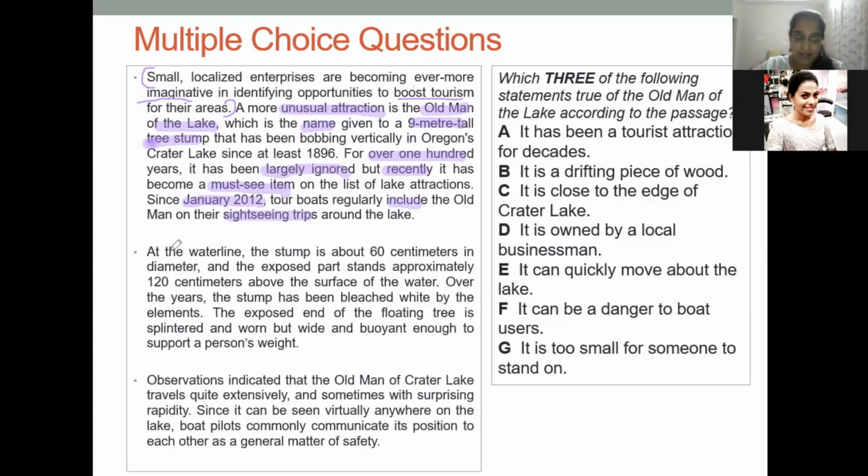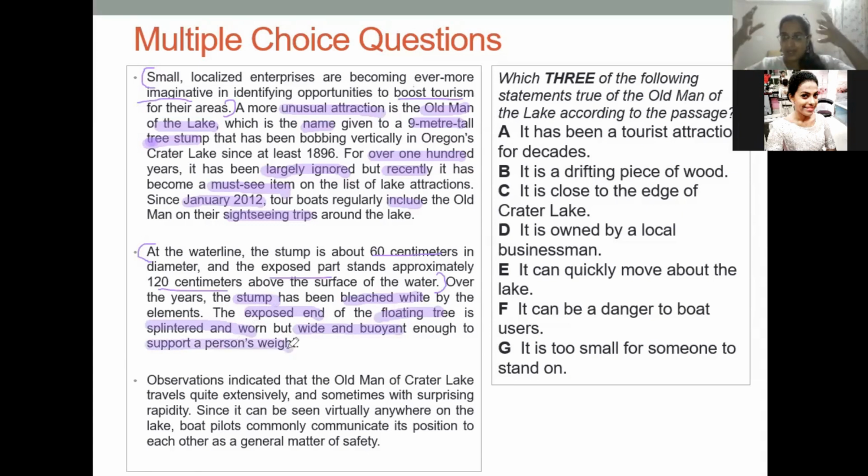The next paragraph, let's read just the first line and then mark the striking words. "At the waterline, the stump is about 60 centimeters in diameter. The exposed part stands approximately 120 centimeters above the surface of water." It's telling us how the 9-meter tall tree stump looks, the part which is outside the water and the part which is inside the water. Let's mark the striking words. Stump has been bleached white. Exposed end of the floating tree, splintered and worn. Wide and buoyant to support a person's weight.